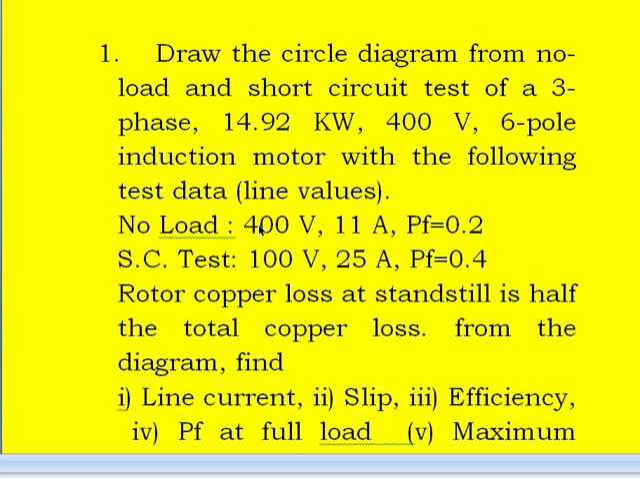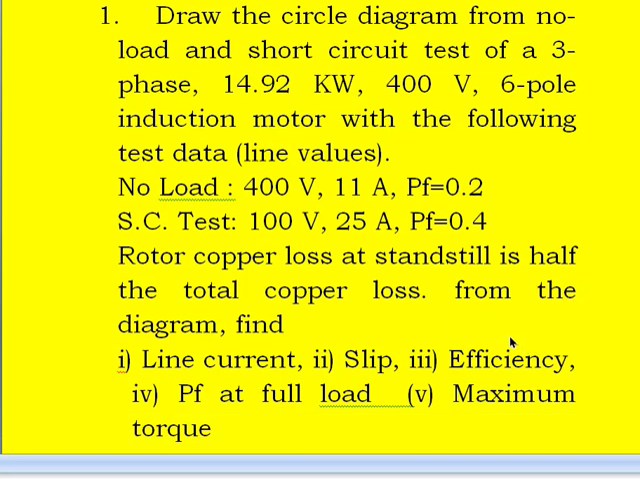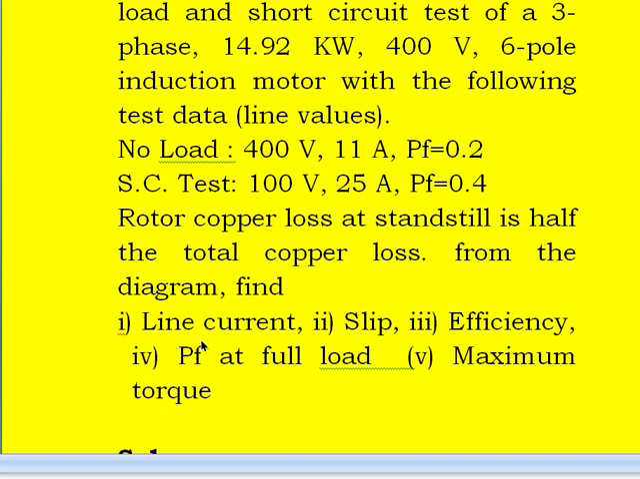No load test data is 400 volts, 11 amperes, power factor is 0.2. Short circuit test is 100 volts, 25 amperes, power factor is 0.4. And rotor copper loss at standstill is half the total copper loss. From the diagram, find the line current, slip, efficiency, power factor at full load, maximum torque.